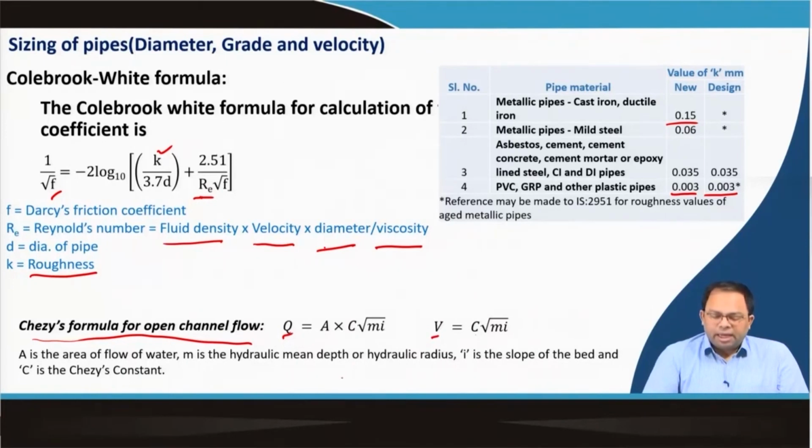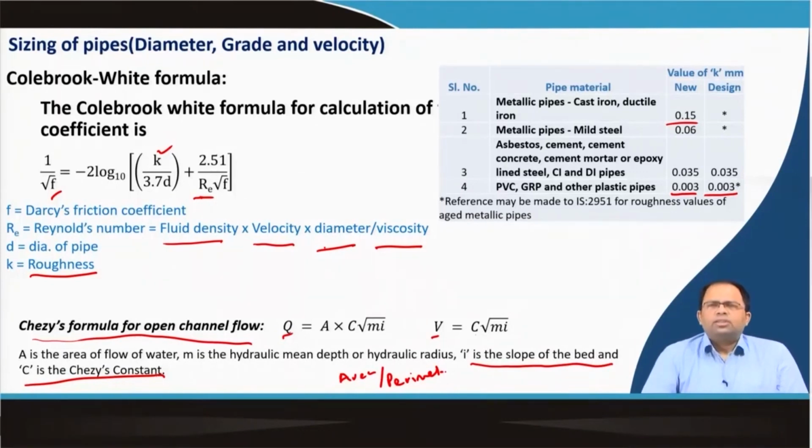Now, A is the area of flow of water, M is the hydraulic mean depth or hydraulic radius. Hydraulic radius is area by perimeter. Hydraulic radius for a particular pipe is the area of the wetted part of the pipe divided by the perimeter of the wetted part of the pipe. And I is the slope of the bed, that means the slope of the pipeline, and C is Chezy's constant, which again we can refer from particular tables.